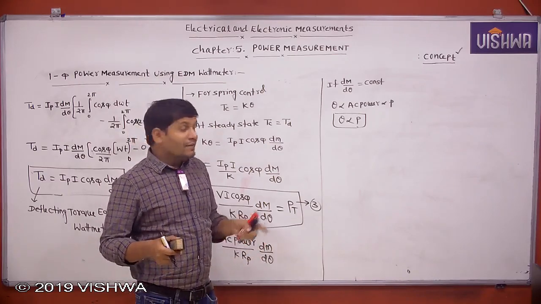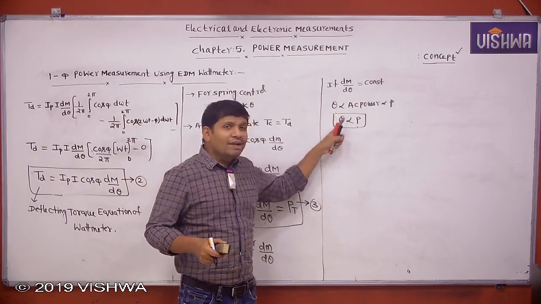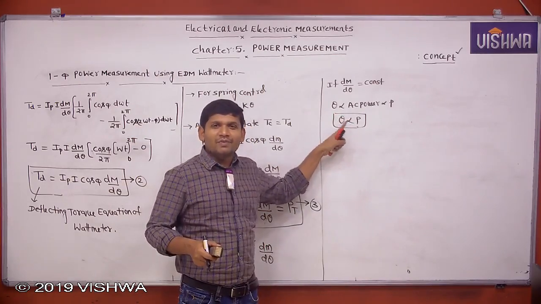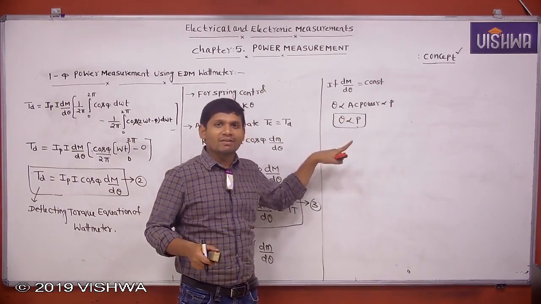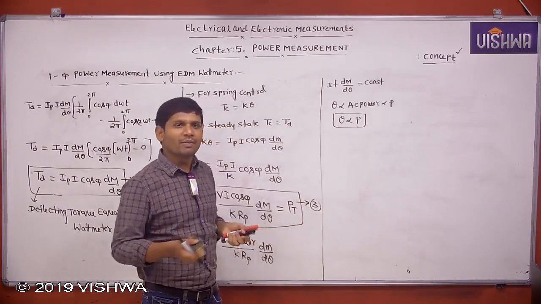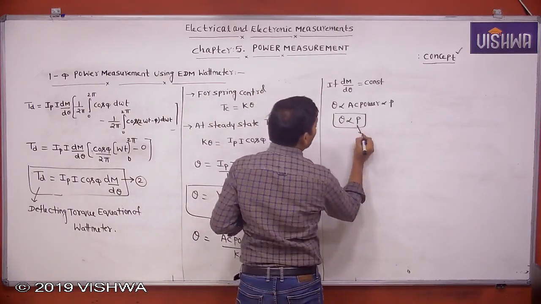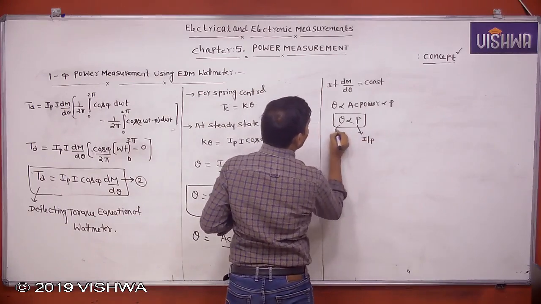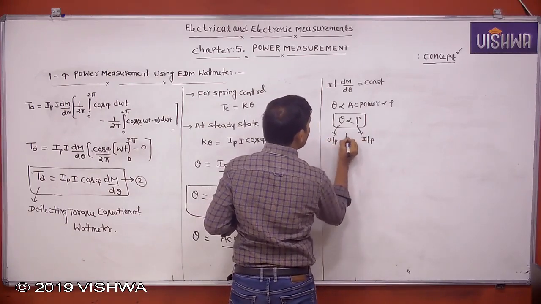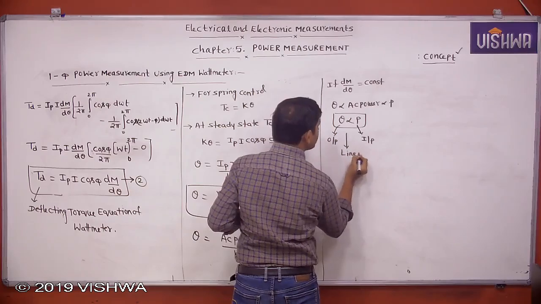Clear? The deflection of a pointer is not indicating voltage, not indicating current. The deflection of a pointer indicates the power. That's why it measures the power. Wattmeter measures the power. What is the power? It is input. What is theta? It is output. The input-output relation is linear.